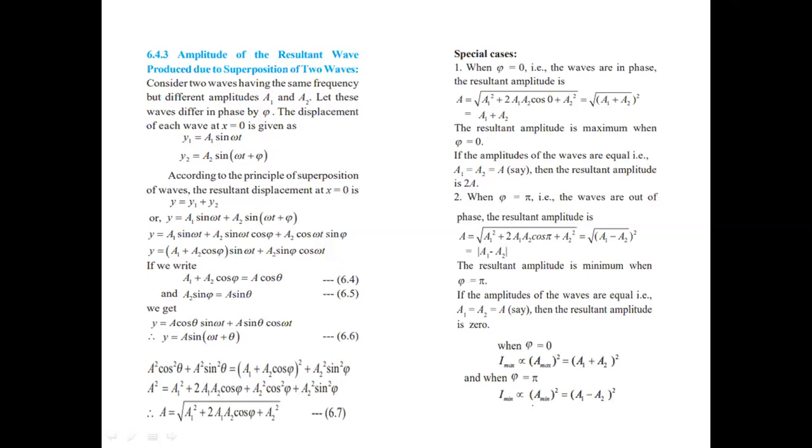We are going to consider the relation between intensity of wave and amplitude also. When phi is equal to 0, maximum intensity is directly proportional to A maximum bracket square, that is A1 plus A2 bracket square. When phi is equal to pi, then minimum intensity is directly proportional to A minimum bracket square, which is equal to A1 minus A2 bracket square.